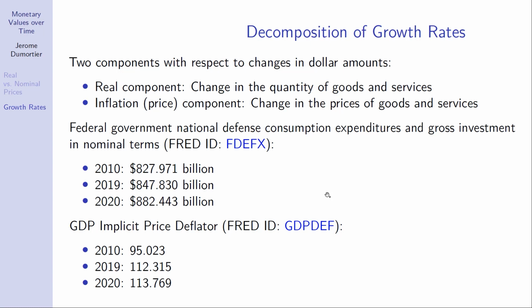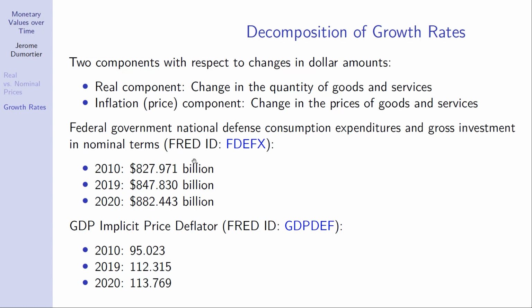To illustrate this, let us look at the federal government, national defense, consumption expenditures, and gross investments. Those values in nominal terms for 2010, 2019, and 2020 are summarized on this slide. So in 2010, the expenditures were about $828 billion, and in 2020 they were about $882.4 billion.